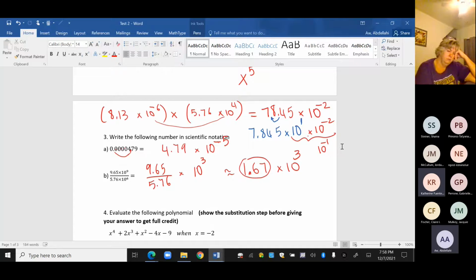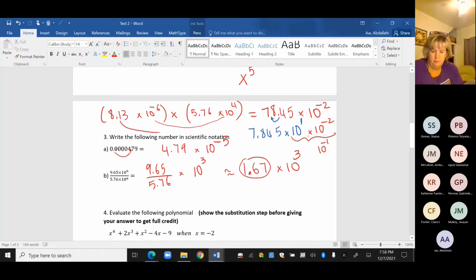Okay. Professor, can you tell me how you got that 78.45? Yeah, I multiplied 8.13 by 5.76 right here, these two. When I did that, I got 46.82. Maybe I got it wrong, you know. As simple as that, I got it wrong.